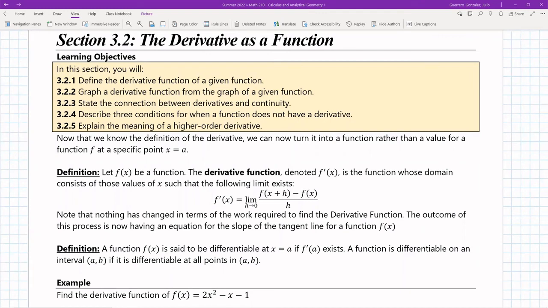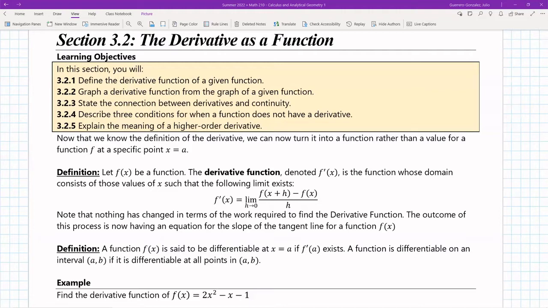Hello, everyone. This is the lecture for section 3.2, the derivative as a function. In section 3.1, we defined the derivative at a point. We defined the derivative as the instantaneous rate of change or the slope of the tangent line at a specific point x equal a. In section 3.2, we get to turn that idea, that concept, into a function.